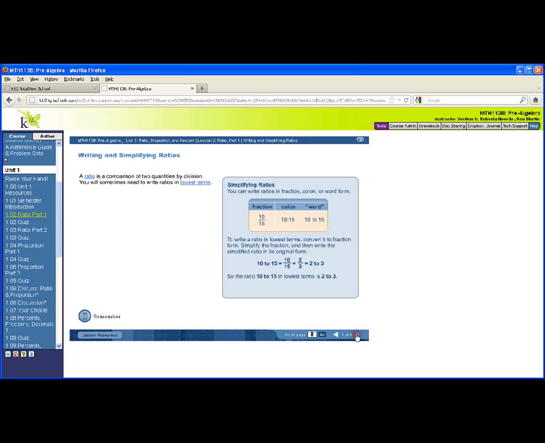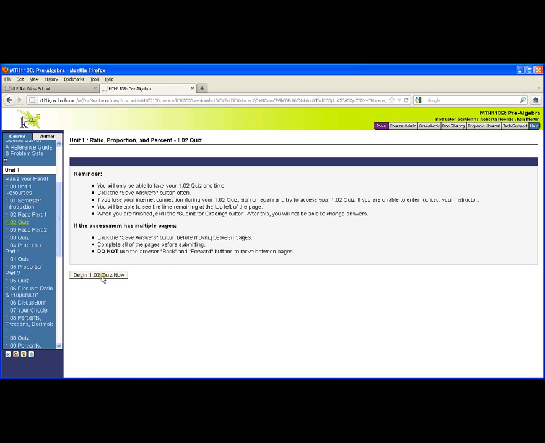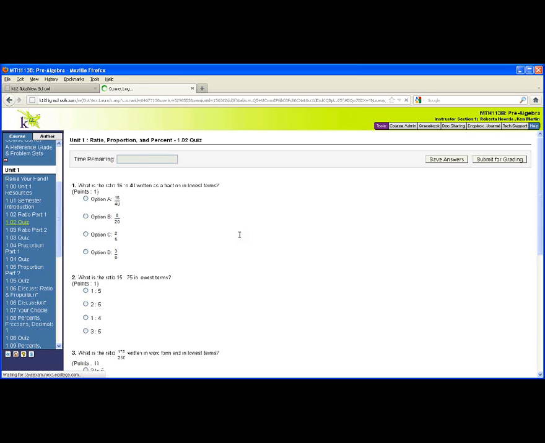As you go through, it also gives you definitions and example problems and shows you how to do it. After you've gone through that lesson and done some practice and you're ready to take your quiz, you click on the 1.02 quiz, and it'll look like this. At the bottom left corner, it'll say begin the 1.02 quiz. I'm going to go through this one with you. If you haven't already gone through it, you're going to get the answers for free. So begin the quiz now.